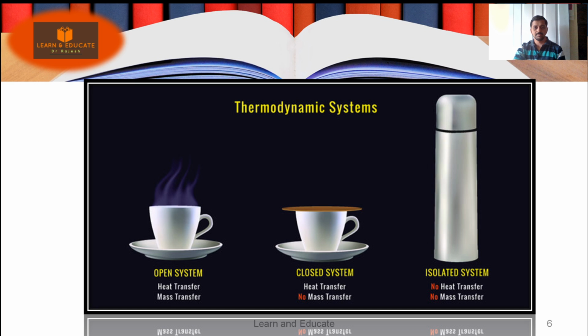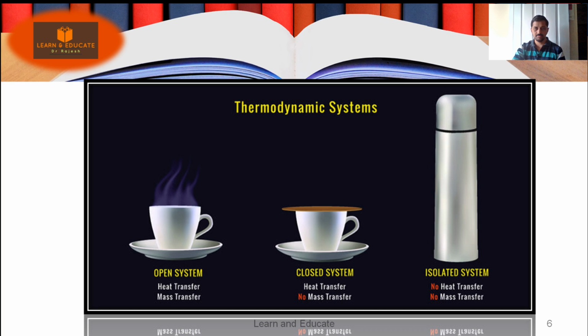Now the same tea or coffee can be kept in a thermoflask. So no energy transfer, no mass transfer when it is closed, as well as insulated. Such a system is called isolated system. I hope the concept of open, closed and isolated system is very clear from this classic example. Now coming to the second important term, property.